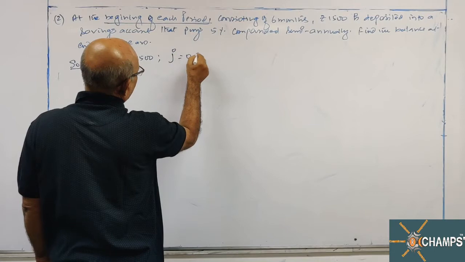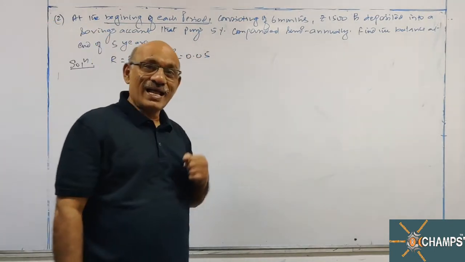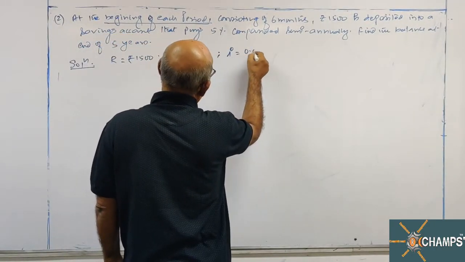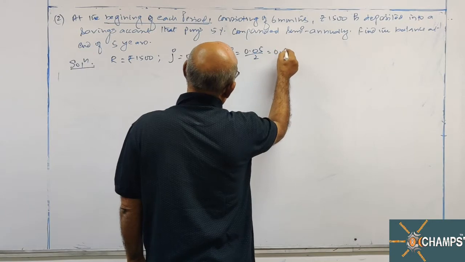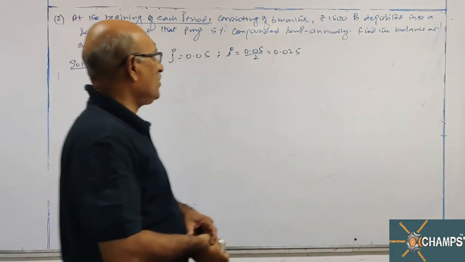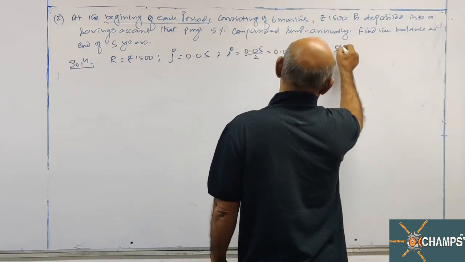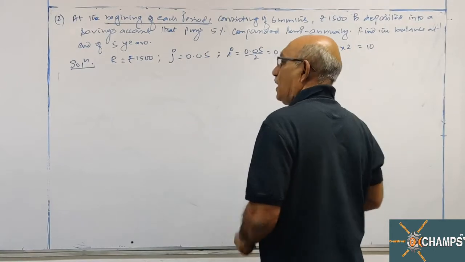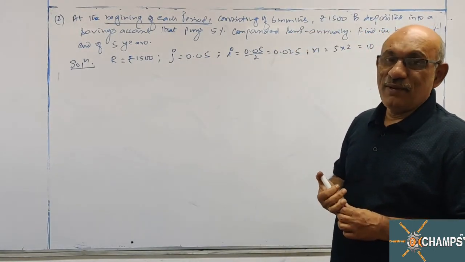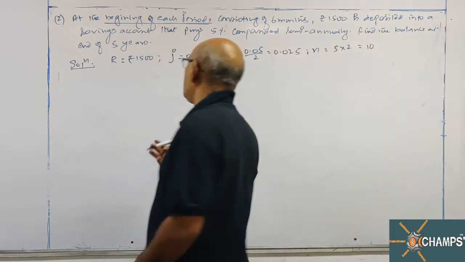Nominal rate of interest is 0.05. This 5% is per annum. It is divided by 2 because interest is calculated semi-annually, so it is 0.025. N is equal to 5 into 2, 10. How many payments are there? 10 payments are given, so 10 times the bank will calculate interest.